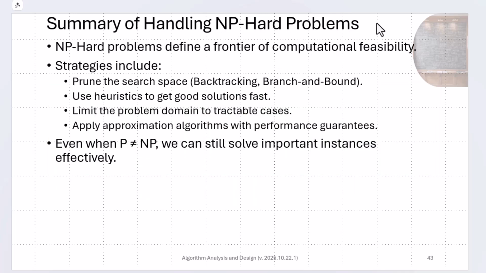Summary of handling NP-hard problems. NP-hard problems define a frontier of computational feasibility. Strategies include pruning the search space with backtracking, branch and bound, etc. Use heuristics to get good solutions fast. Limit the problem domain to tractable cases. Apply approximation algorithms with performance guarantees. So even when P is not equal to NP, we can still solve important instances effectively.